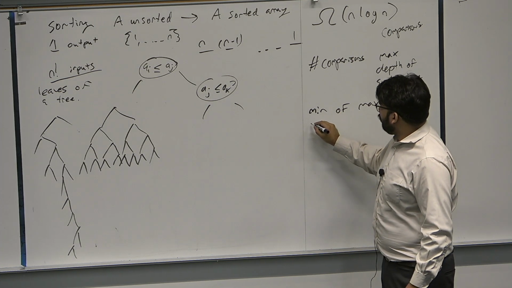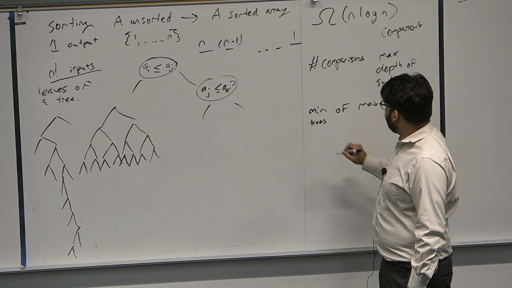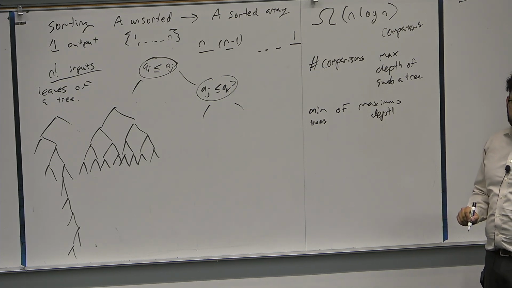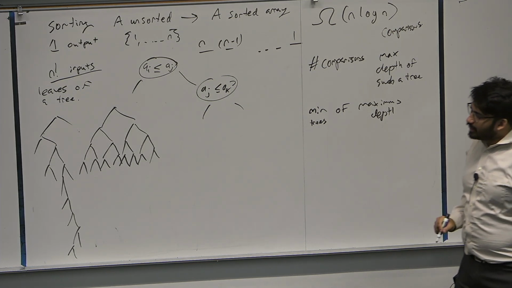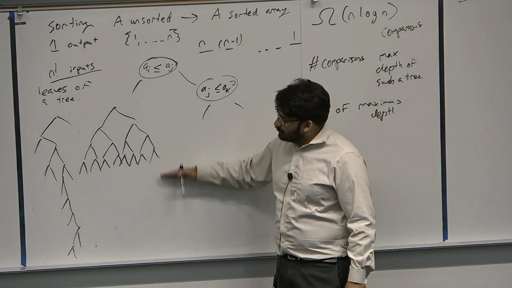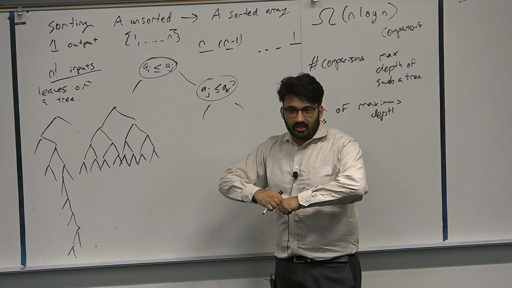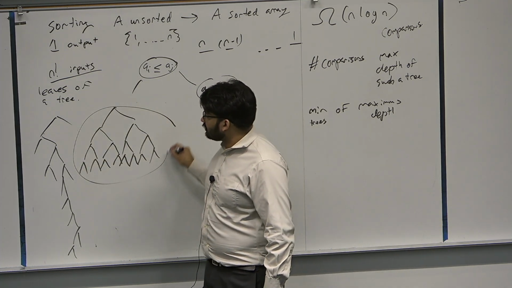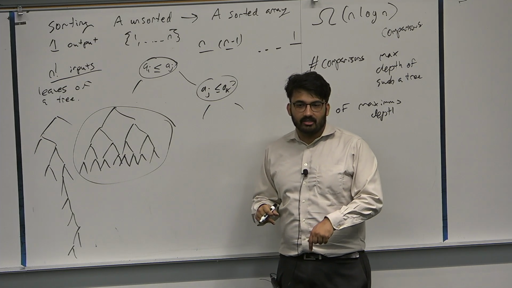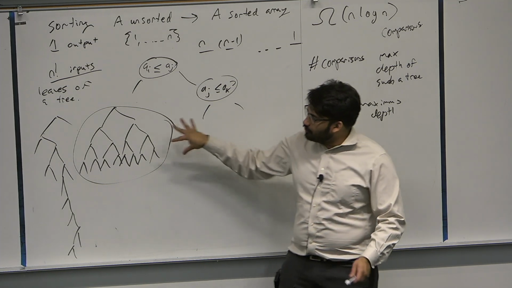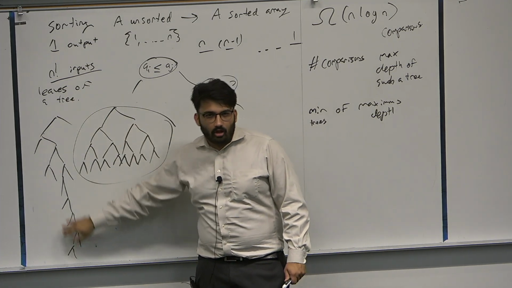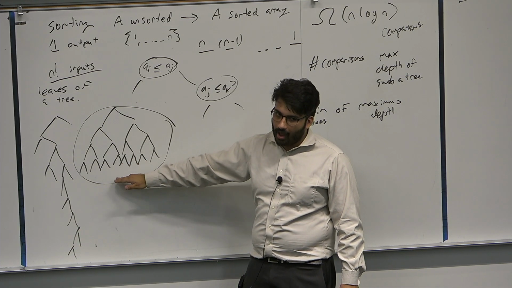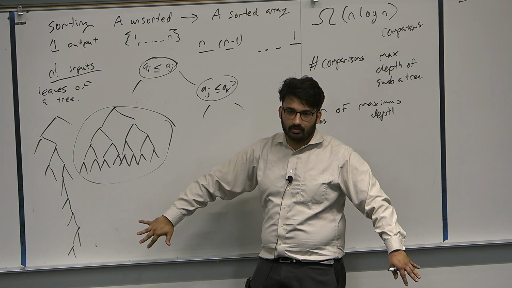And this is the min over all trees, the maximum depth. Log n factorial. Basically, when is this depth going to be the least? If the tree is as full and balanced as possible. If the tree looks like this, the max depth is going to be the least. The more unbalanced the tree is, the longer the max depth. So the minimum max depth is when the tree is as full as possible.